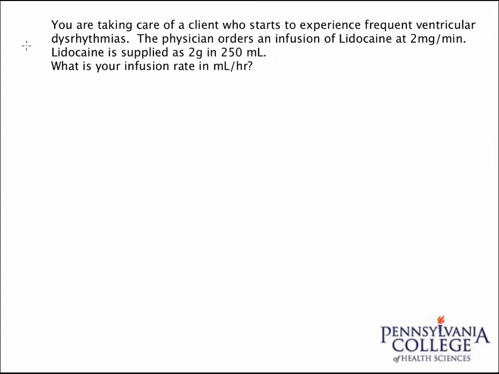Think about what's ordered and what our answer needs to be in, and how we might be able to get there. When we're done with dimensional analysis, think about the unit that we want. We're asked to find milliliters per hour, so when we are done, we better have milliliters in the numerator and hours in the denominator. What we're starting with, what is the order? The physician orders an infusion of lidocaine at 2 milligrams per minute. So that is the order. We have 2 milligrams for every 1 minute.